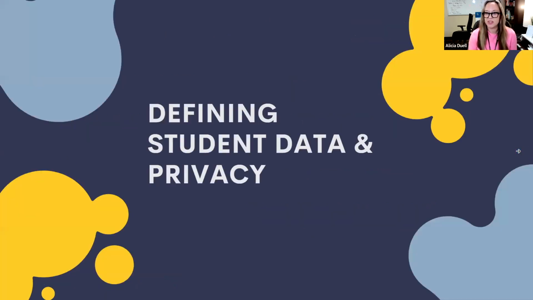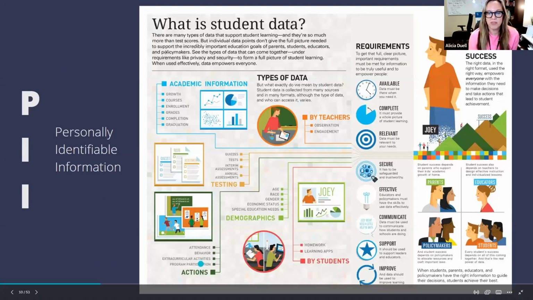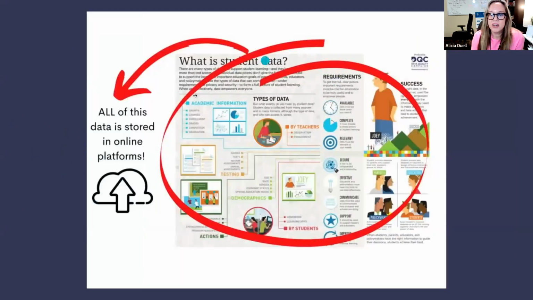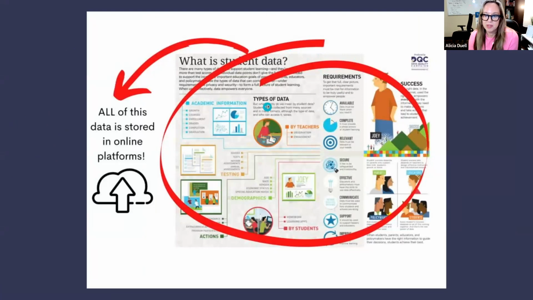And so some definitions. I like this graphic. It's kind of busy, so I'm just going to focus on one part of it. But this is a nice graphic because it helps us understand and think about all of the different kinds of data that we are constantly collecting for and about students. This kind of data is PII, personally identifiable data. And so here, if you just look at this part of the graphic, we're thinking about types of data.